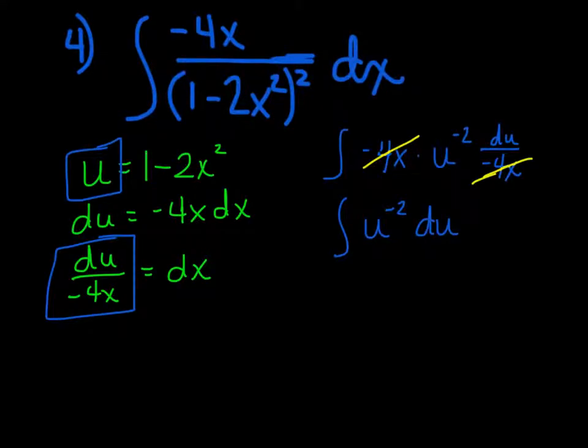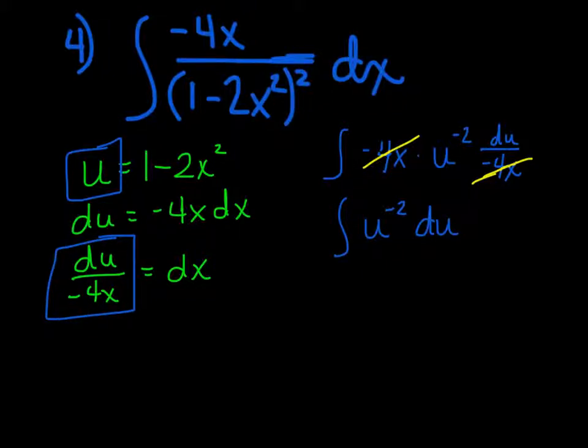Okay, take a look at your work and compare it with mine. You should have set your u value as 1 minus 2x squared, because 1 minus 2x squared was what was inside the parentheses. All right, so then take the derivative. du is equal to negative 4x dx. Solve for dx. dx is equal to du divided by negative 4x.